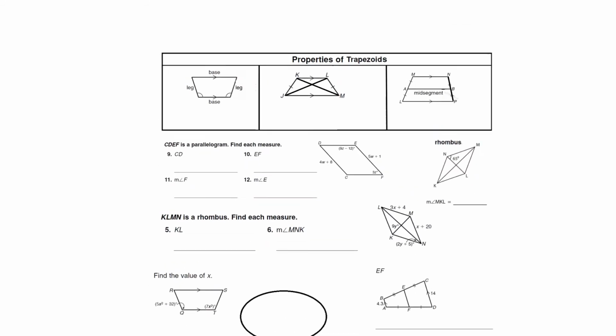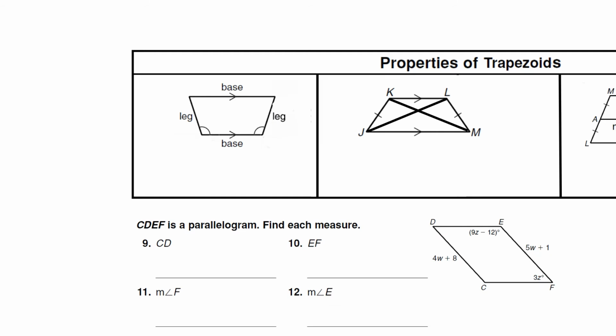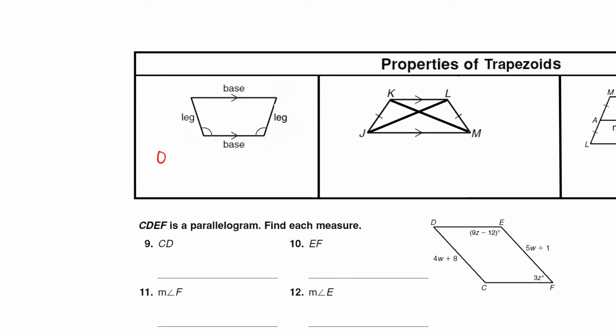Okay. On the back, trapezoids. So this one's basically the definition. A trapezoid is a quadrilateral with only one pair of parallel sides. So a trapezoid is not a parallelogram, because only one set of sides is parallel. The other two are not parallel.